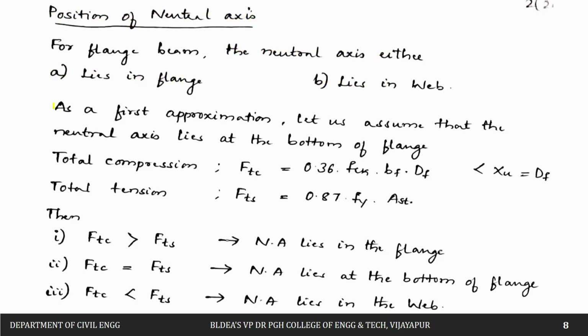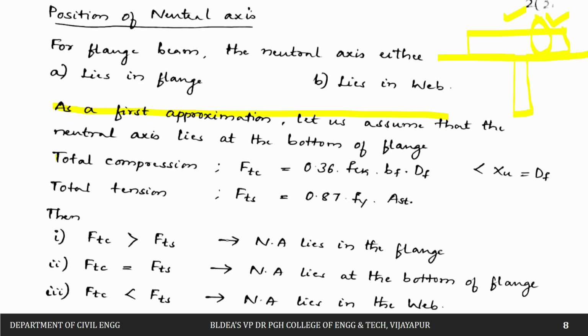As a first approximation, let us assume that our neutral axis lies within the flange, or at the bottom of the flange. For example, this is the T section we have, and our neutral axis is lying somewhere here. We first assume that it is lying somewhere here. If this is the case, this will be like the rectangular section itself that we have designed, so everything will remain the same.